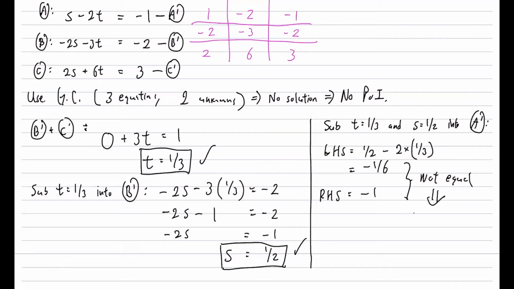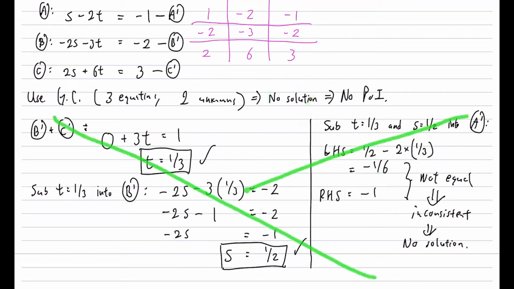This is what we call inconsistent. Because it's inconsistent, therefore no solution. Make sense? Yeah. As long as you get a solution, it should satisfy all 3 equations. If at least one of them isn't satisfied, like you get this kind of nonsense, negative 1/6 equals negative 1, then it means that there is no solution.